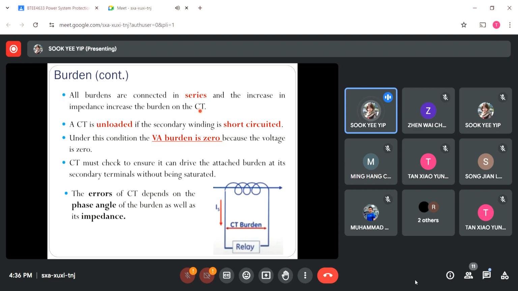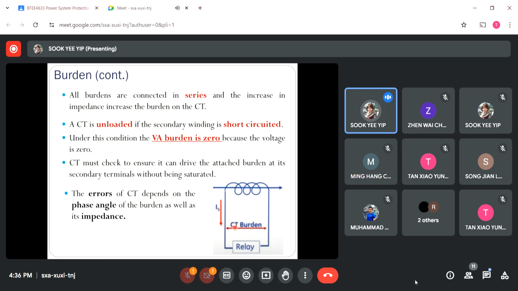So what happens if I have an unloaded current transformer? Not loaded, which means the secondary side of the current transformer is in a short circuit condition. Do you still remember? Just now we have proved it. In the event I short circuit here, there will be no issue from this current transformer. The power as well as the induced voltage is equivalent to 0.